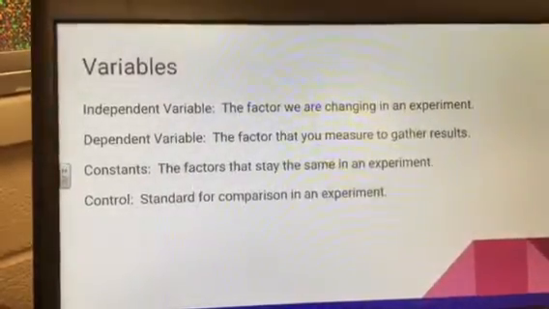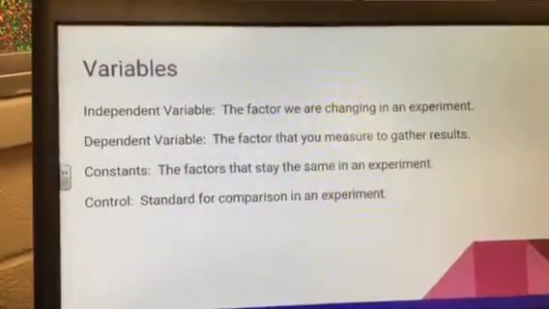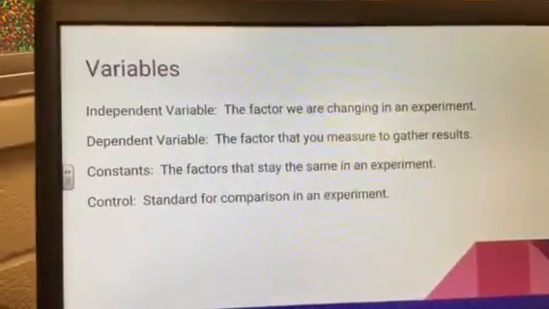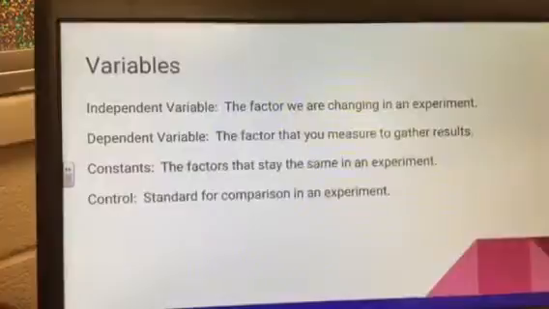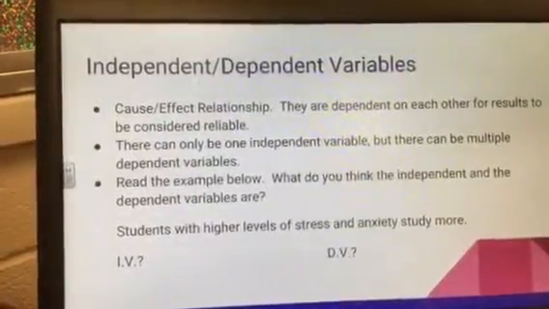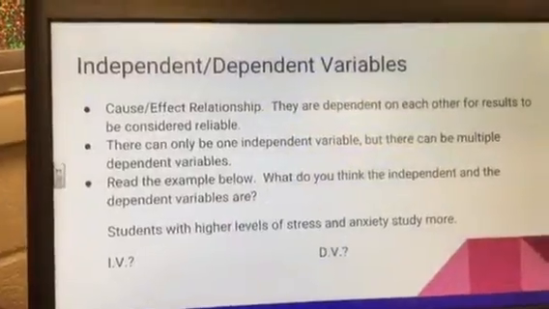Control is your standard for comparison in an experiment. When we're doing experiments, you always have to have a control. We have to have something to compare it to. And that's what that variable is. So we're going to focus on independent and dependent variables first.